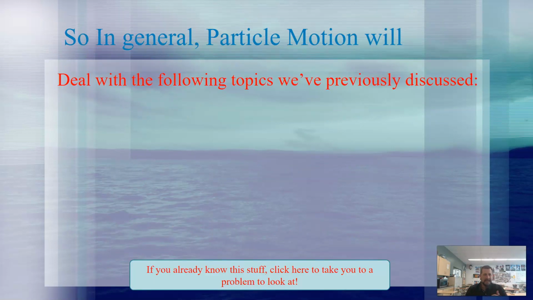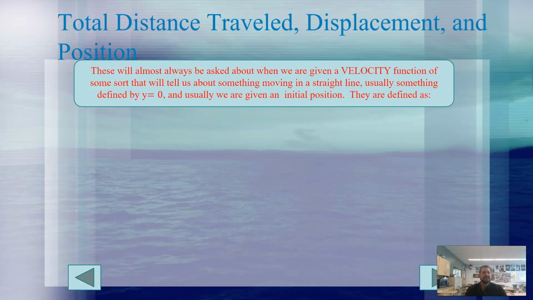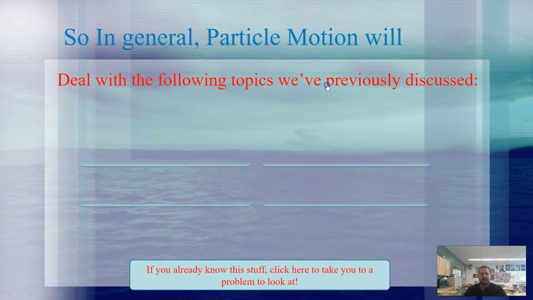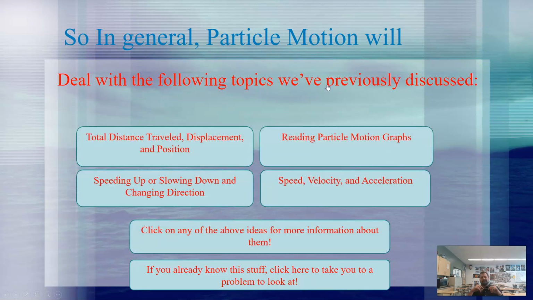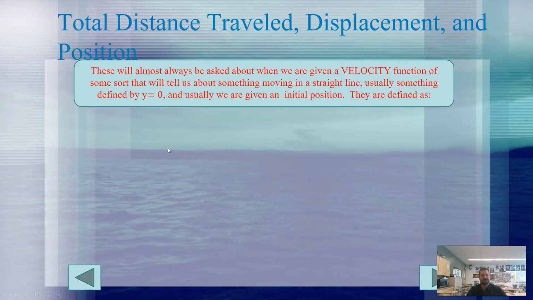So here are, and I know this is true about all the review stuff, none of this stuff is new, okay? So I'll go through this kind of quickly, but here are all the topics that we have previously discussed. We've talked about total distance traveled. We'll go through all of these, actually. We need to talk about each of these to make sure that we understand what is going on. So total distance traveled, displacement, and position. Let's look at that topic first.